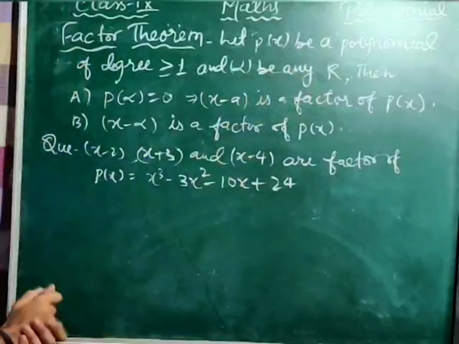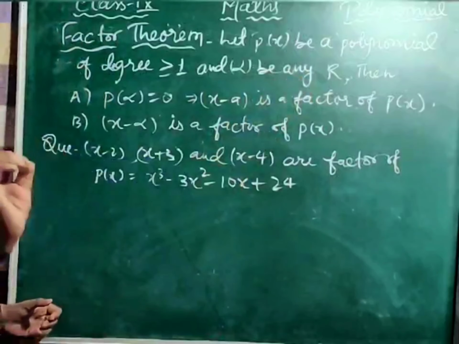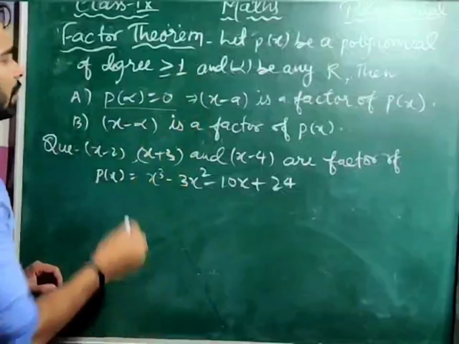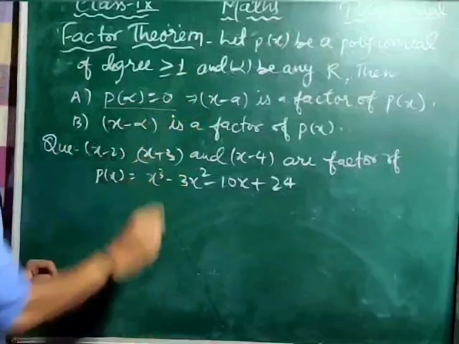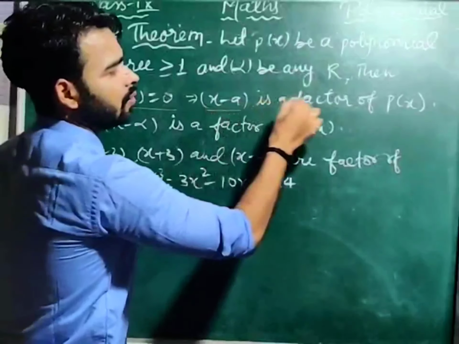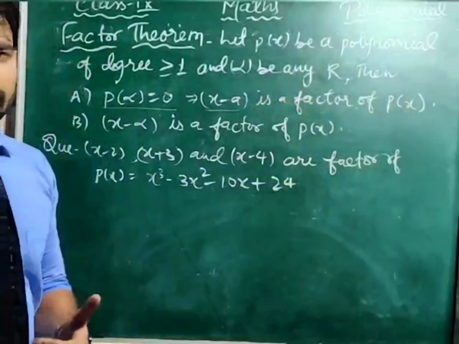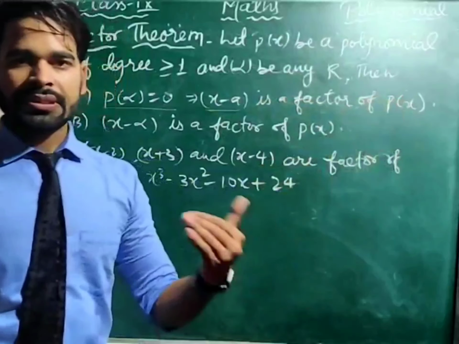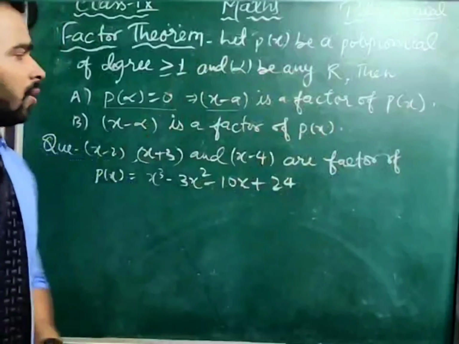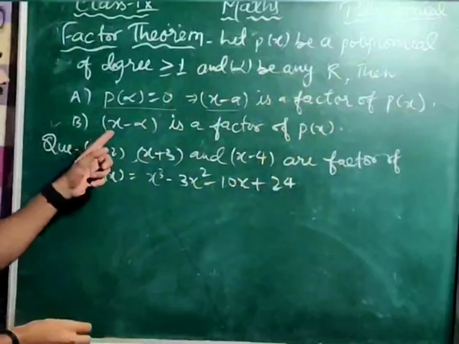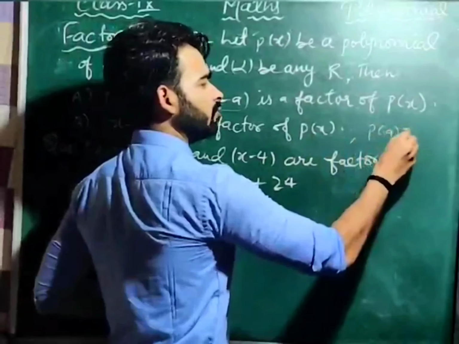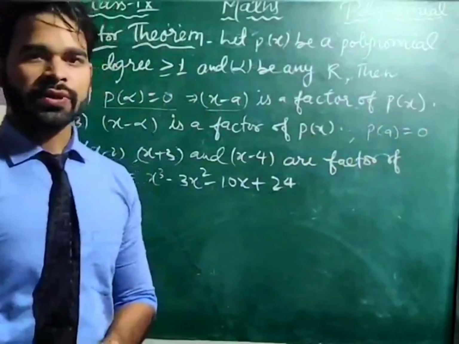Then we have two conditions. Listen very carefully. If P(alpha) is equal to 0, it means if in place of the variable we take any real number and we get the remainder 0, then we say that x minus alpha, that is the divisor, is a factor of the polynomial. Second, if x minus alpha is a factor of P(x), then P(alpha) is equal to 0. Just vice versa.